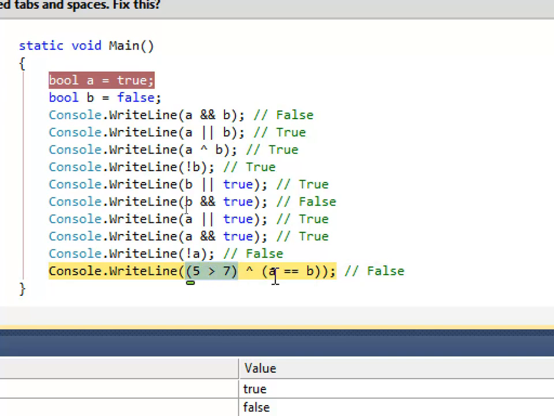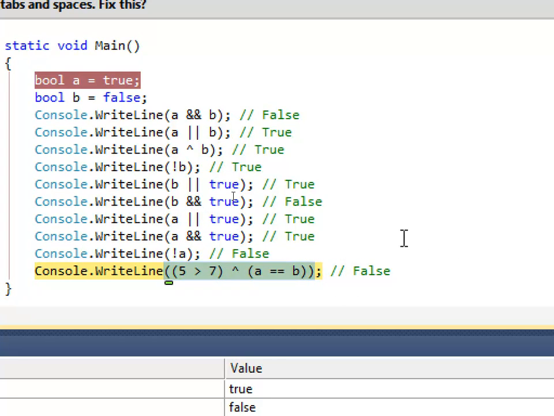And then we have parentheses here to help us, and we take the result of this condition and the result of this condition, and we do a XOR between them. And since those two are similar results, here we have false and here we have false, the result of the whole condition will be false, because XOR only returns true when the two are different from each other. Is that clear?